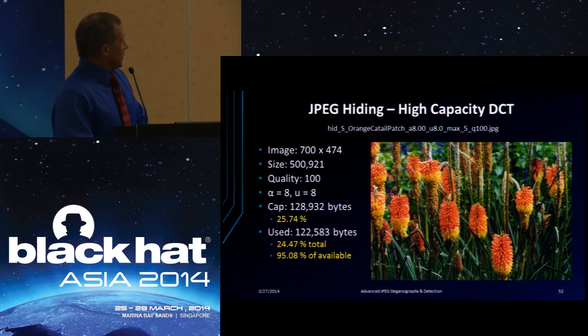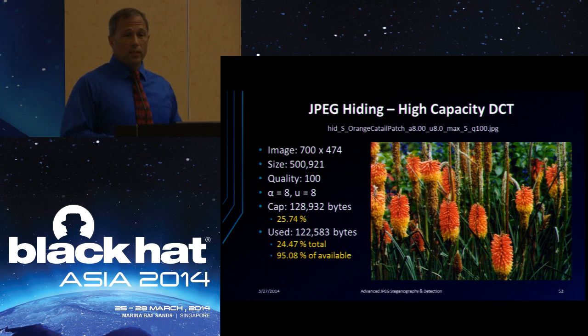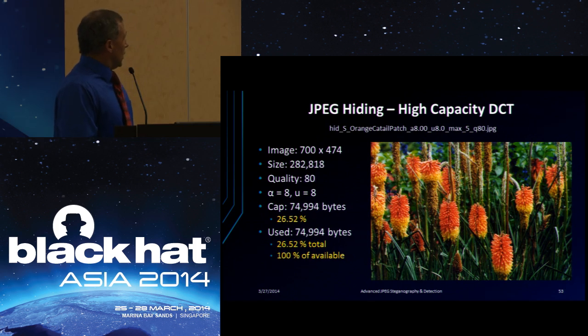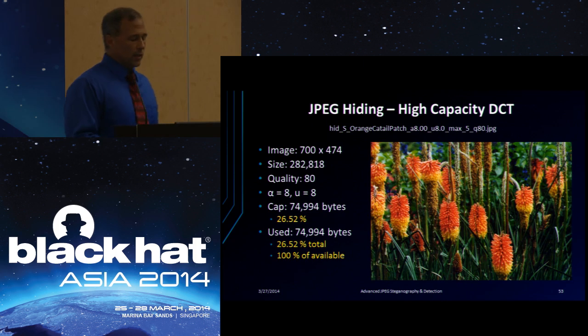So alpha was 8, U was 8, max bits was 5, and quality was 100. So we find a capacity of about 25%, which is pretty large capacity to be able to hide in there. And it's very difficult to detect, well, there's a technique to detect it, which I'll show you shortly. Here's a quality of 80%. We still had 26% of the file size hidden. It's just a little bit smaller file size.